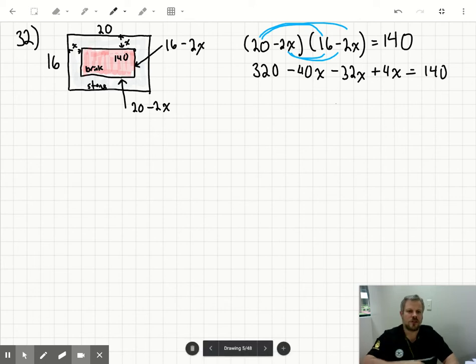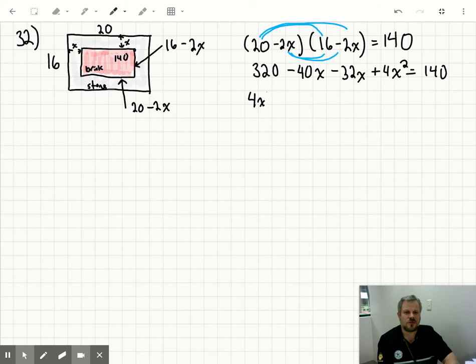Okay, we're getting pretty used to this, adding all of the parts together and then setting them equal to 0. Oh, sorry, I forgot to put this x squared there. Let's double check, make sure these are all right before we move on. Okay, that's 320 minus 40x minus 32x plus 4x squared. Okay, good. So this is 4x squared, and I'll put it in descending order, right? Minus 72x. And let's see, if I subtract 140 from both sides.